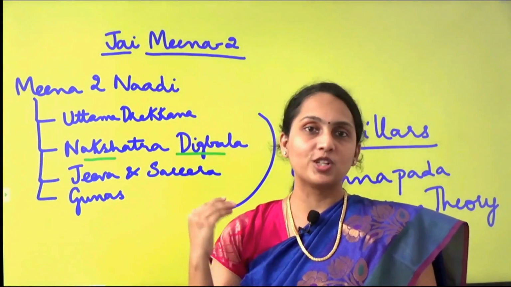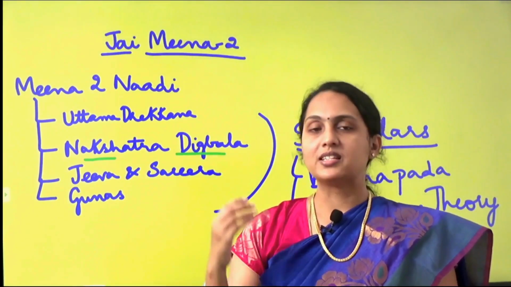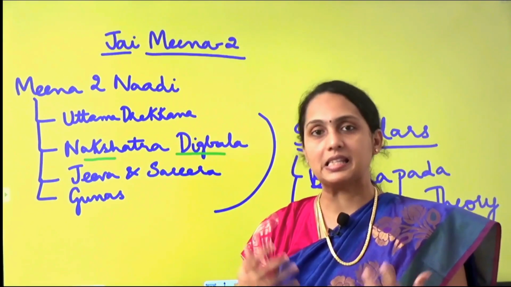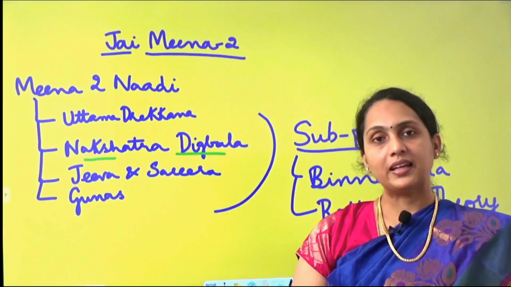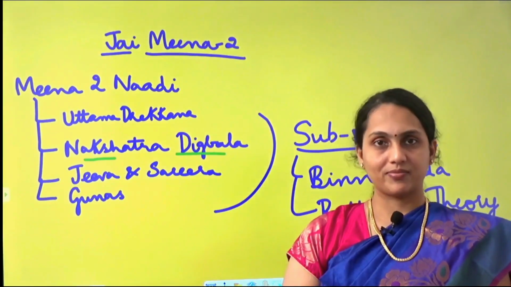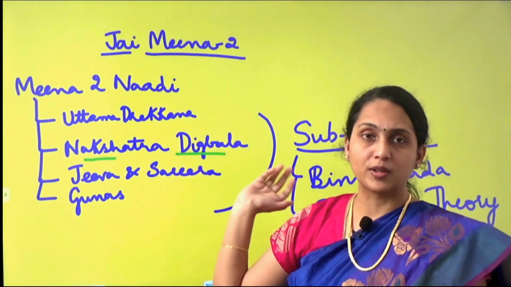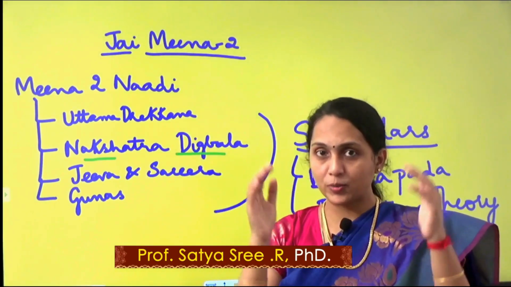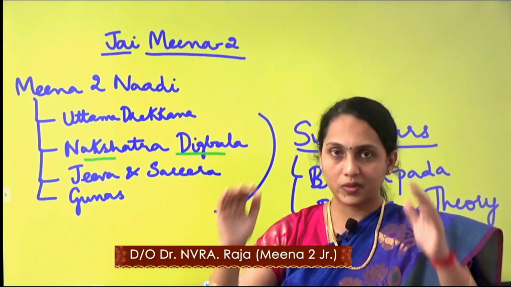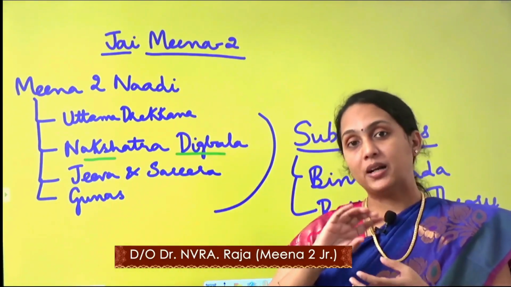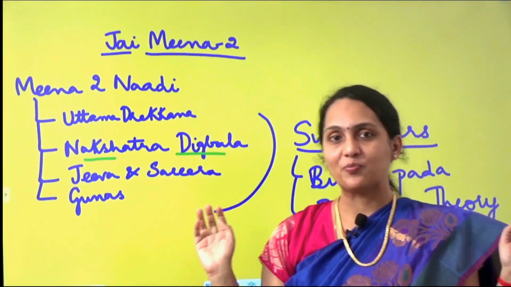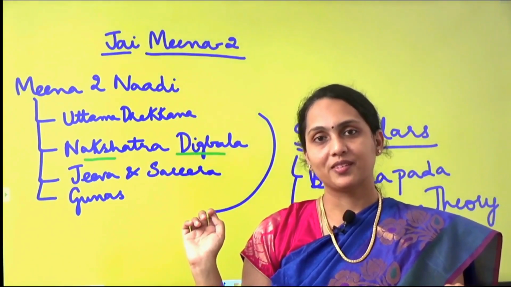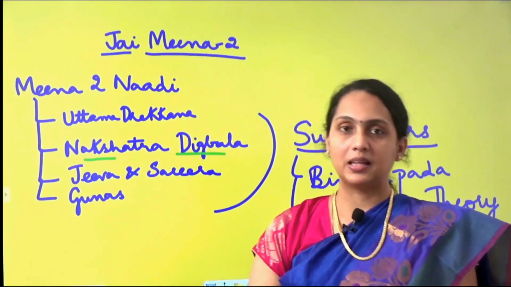But our Param Pujya Guruji, Sri NVRA Garu, took it a notch higher after decades of research in Nadi Siddhantha. He has propounded a beautiful concept of Nakshatra Dikbala. He says, for a planet to gain Dikbala, it doesn't have to be sitting in the house only. It doesn't have to be necessarily occupying the house. But if it gains connection in any way with the particular house, it gains Dikbala. And we call that Nakshatra Dikbala.